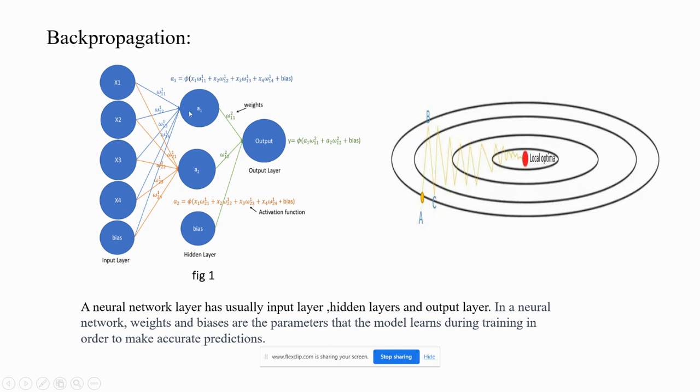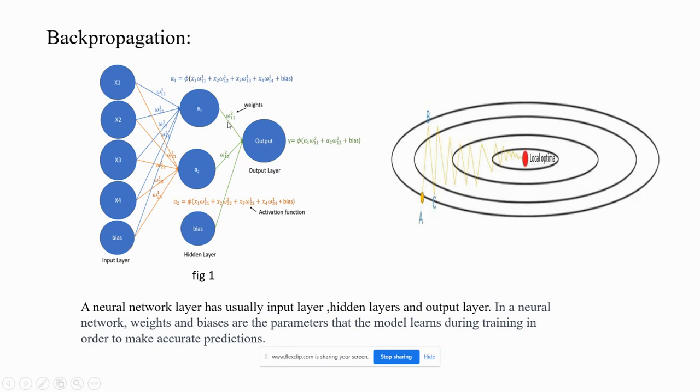When input is given, it gets multiplied with the weights: x1 into w111 plus x2 w121 plus x3 w131 plus x4 w141 plus bias. This whole summation is the input which we give to the hidden layer, and that gets passed through the hidden layer. The hidden layer contains an activation function. After passing through that activation function, we get the output.